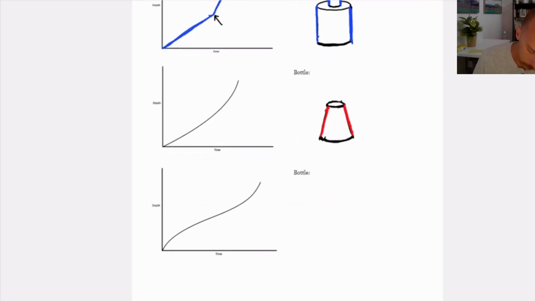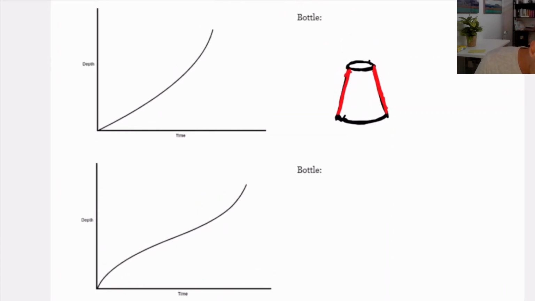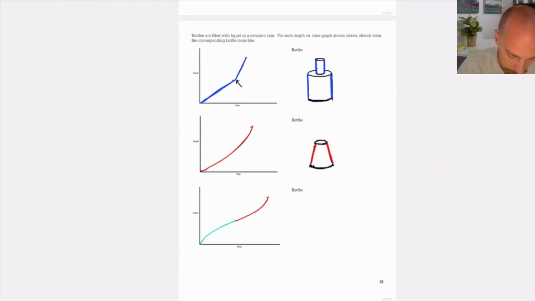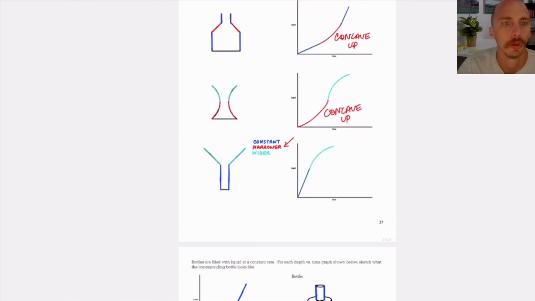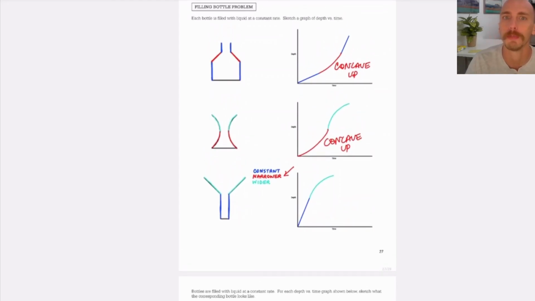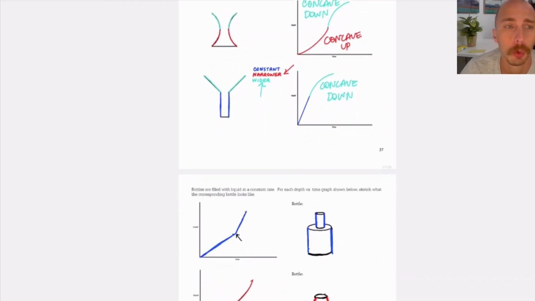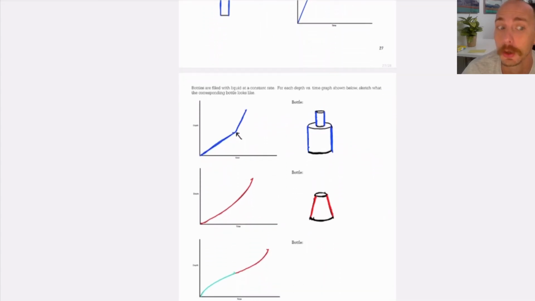Okay, but then this one's got concave down and then concave up. Highlight that. Okay, so let's say it becomes concave up about right there, about halfway through. And it's concave down before that. If we go back to our other graphs and just look, okay, where we see concave down is where the bottle was getting wider. So thinking about this graph that we're looking at, where it goes from concave down to concave up, that means the bottle will be getting wider and then narrower.